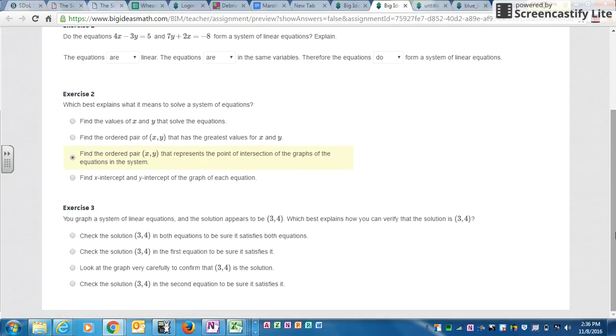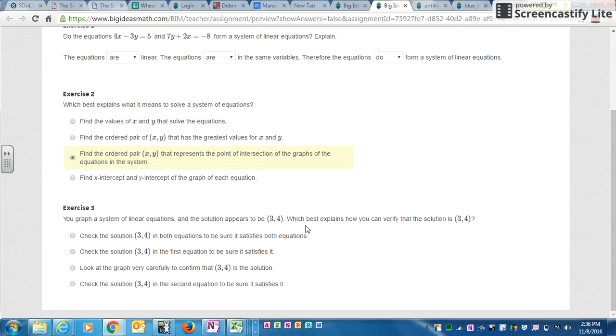Okay, exercise 3. You graph a system of linear equations, like the one up here, for example. So you graph two lines on a graph. And the solution appears to be 3, 4. So it looks like both lines cross when x is 3 and y is 4. Which best explains how you can verify that the solution is 3, 4? So is that the right answer or not?